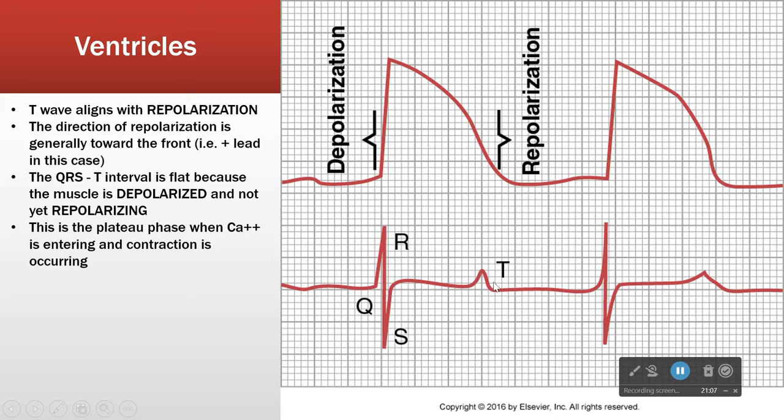So by the end of the T wave, the contractile cells of the ventricles are repolarized and are now waiting for another signal to contract. So that is going to be our T to P interval, which we'll talk more about later. So you see this is flat, like this is flat, because there's no electrical change happening, right?